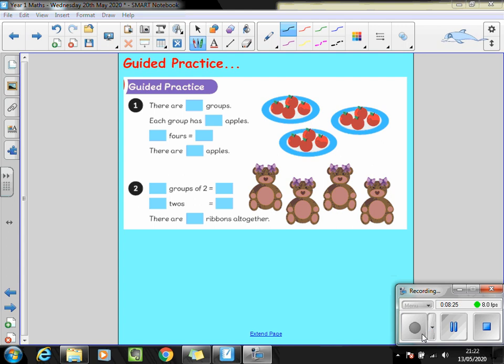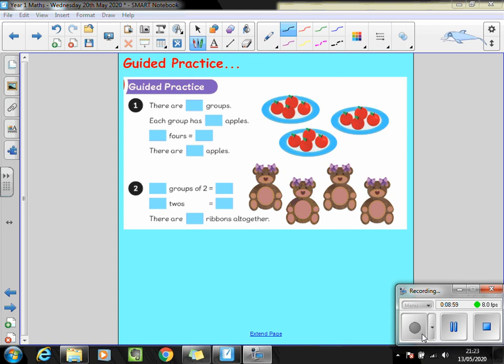Now for your guided practice, again, this is a chance for you to talk through your thinking with an adult before you do your independent learning. Question 1. We can clearly see there are some plates with some delicious crunchy red apples on. Can you complete the sentences? There are groups. Each group has apples. 4s equals there are apples.